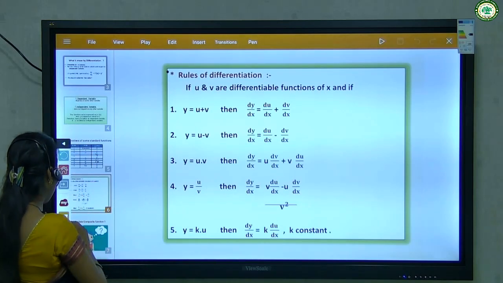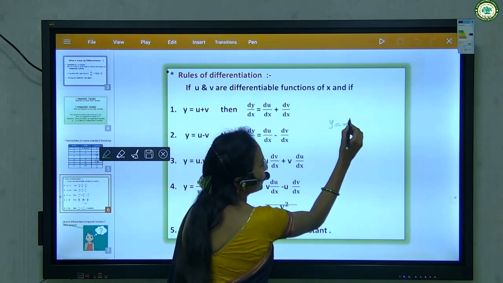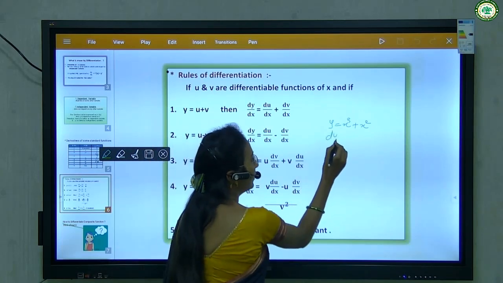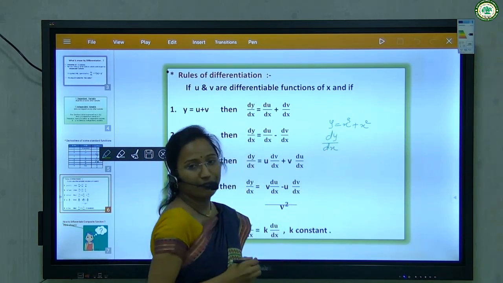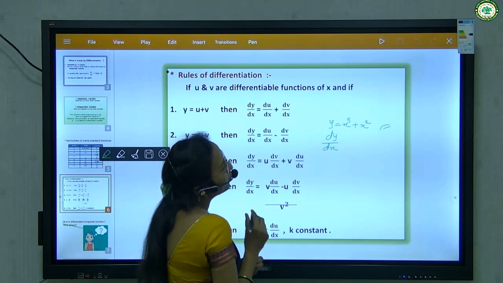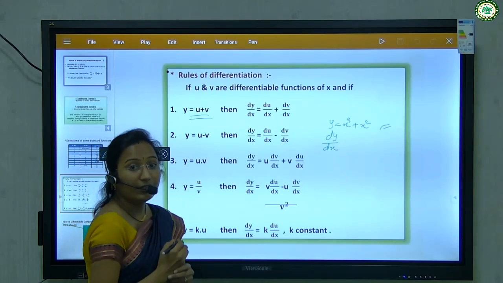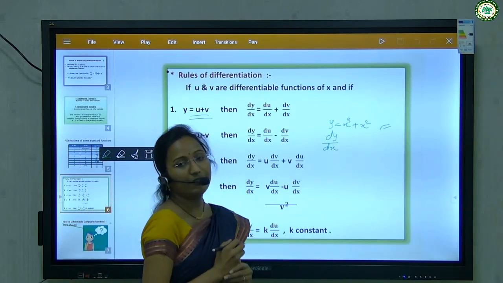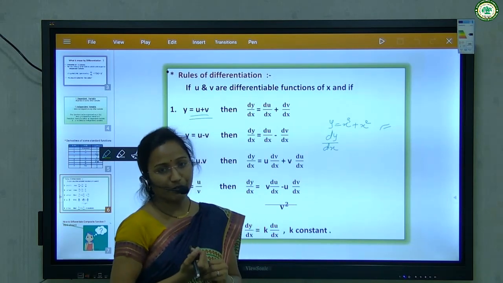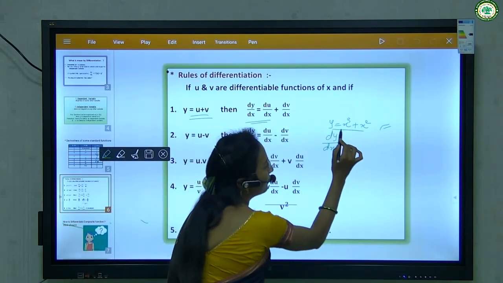For example, suppose we have function y is equal to x cube plus x square and we want to find dy upon dx. Here y is equal to x cube plus x square is compared with y is equal to u plus v. We get the value of u is equal to x cube and the value of v is equal to x square. Now we know that x cube and x square both are differentiable functions of x. Therefore we apply the rule for finding the derivative of y with respect to x.